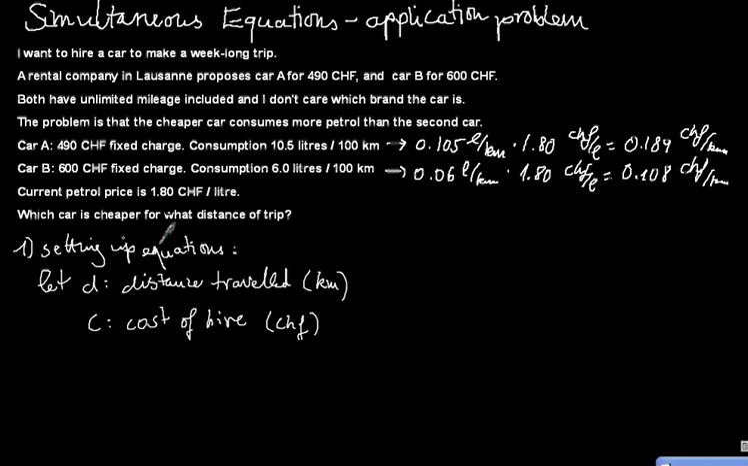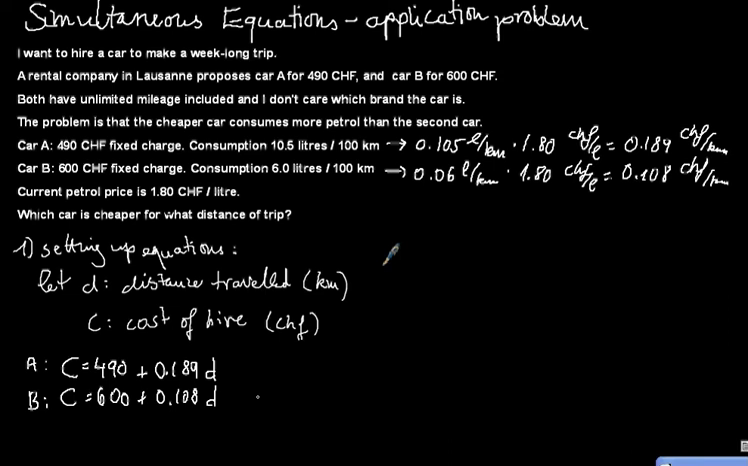Next bit, let's set up equations then. Let's call D the distance travelled and C the cost of hire. Let's set up an equation for car A. My total cost will be the 490 weekly rental charge plus that value here multiplied by the distance, by how many kilometers I travel. And for car B, a similar equation will be 600 plus 0.108 D.